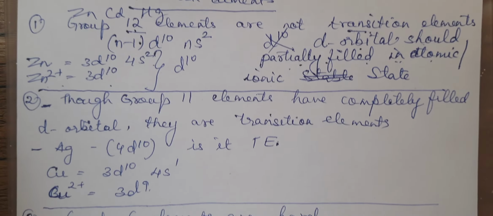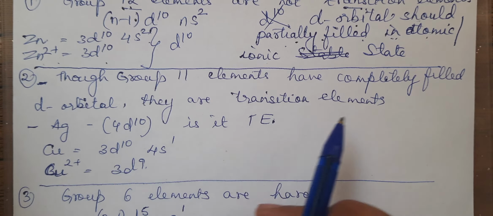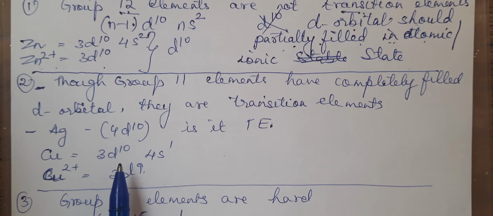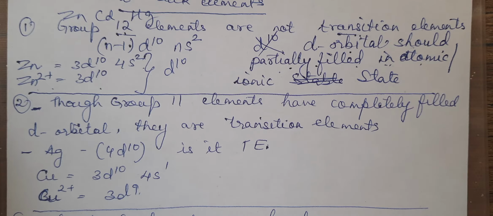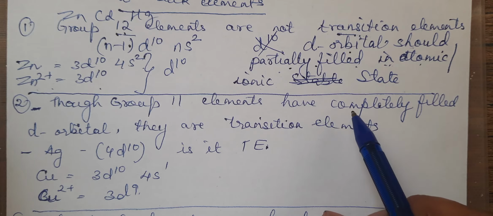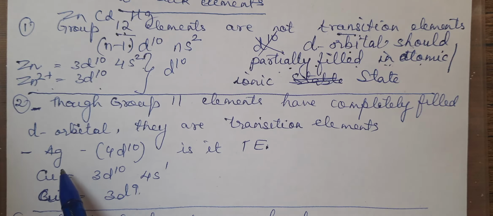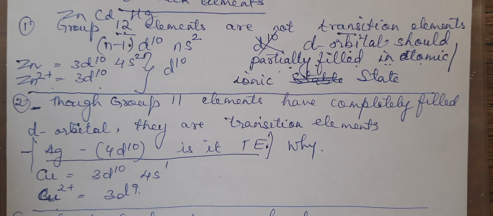Fine. Next question, somewhat similar to this. Though group 11 elements have completely filled d orbital, even then they are transition elements. Why? Now this is also somewhat related to transition. That means you'll be first writing the transition elements definition, right? And then you will take example of this, copper. Acha, this is also one question asked in NCERT, that is silver, though it is 4d10, it is a transition element. Why? So the same answer will be there, but the question can be asked in a different manner.